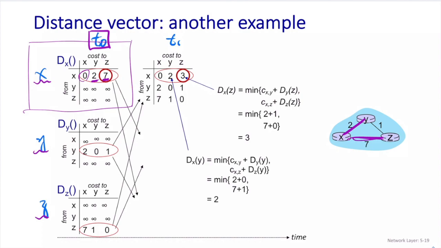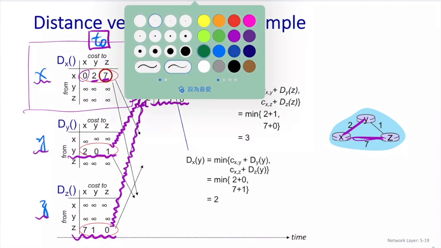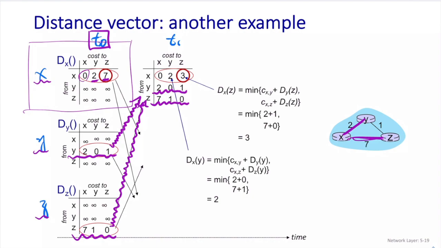At the same time, y knows its costs to its neighbors are 2, 0, 1, and z knows its costs to neighbors are 7, 1, 0. So that is time 0. At time 1, because y and z are connected to x, they can send messages to their neighbor x. So y and z will broadcast their current information, 2 0 1 and 7 1 0, to x. So x will simply write down 2 0 1 and 7 1 0 in its distance vector table.